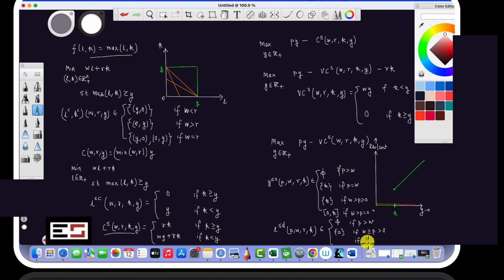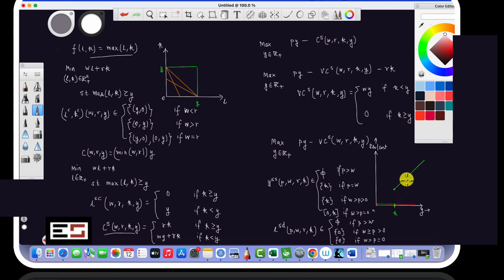And if w is greater than p equal to 0, in that case again, your supply of output will be from 0 to k, which is again in this scenario, where L is 0. So it's either 0 or it does not exist, so the labor demand is either going to be 0 or it does not exist. In all these cases where you are producing up to k units of output, your capital is sufficient, so labor is not really required.